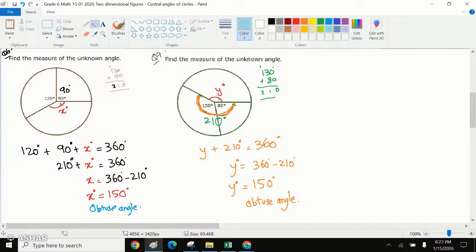Let's see if we can shade these. Yes, we can shade these. Okay. That means this was 210 and we had to find the value of Y.